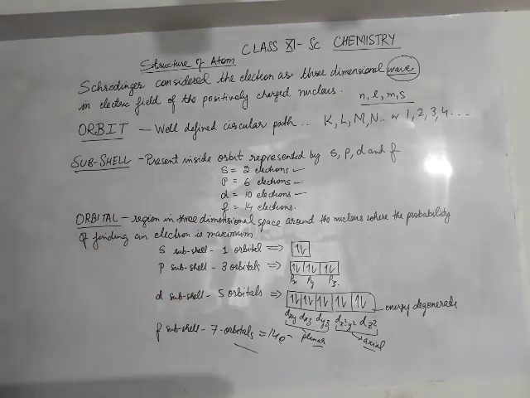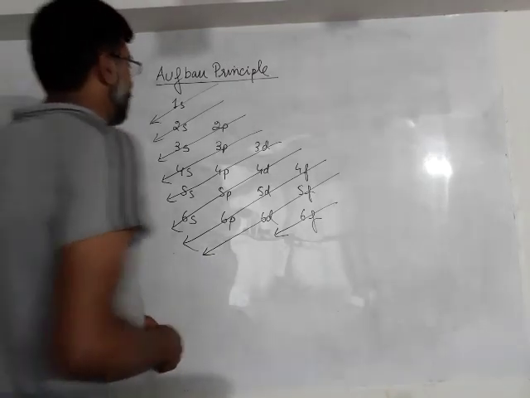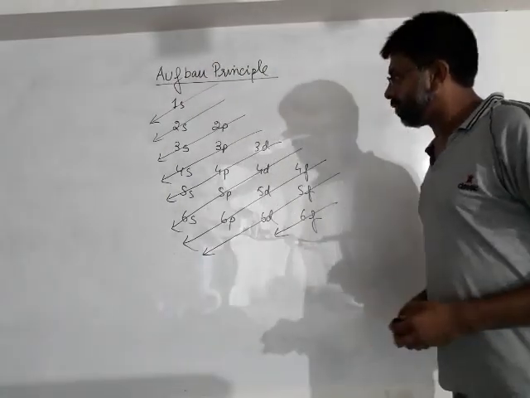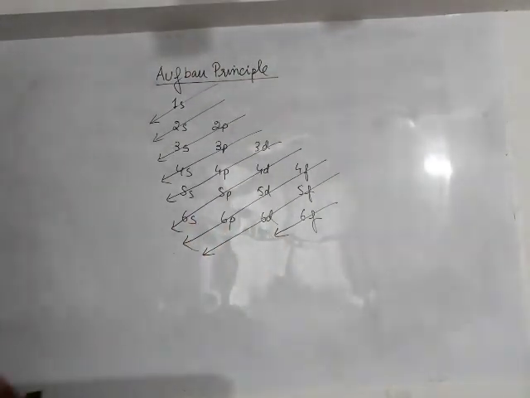Now, I will quickly jump to the Aufbau principle in order to teach you how to write down the electronic configuration of the elements. Please follow and try to understand carefully. Okay, now dear students, you can see on the board I have written the words Aufbau principle. If you look at this, you might not understand anything, but let me explain this very clearly.